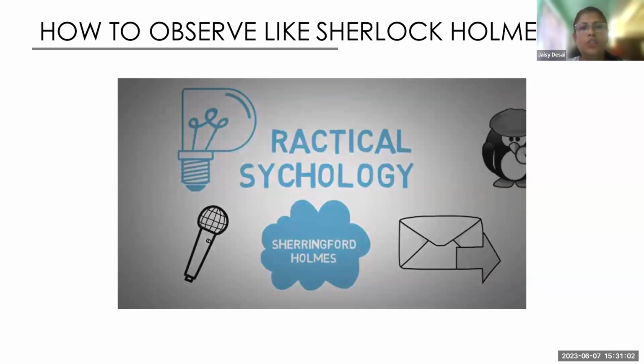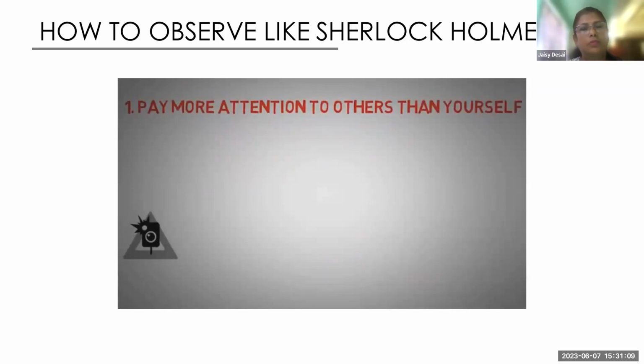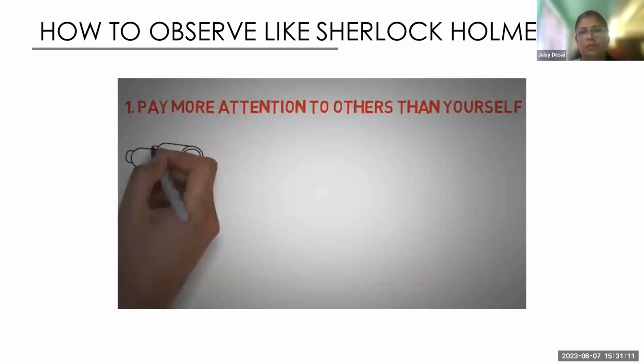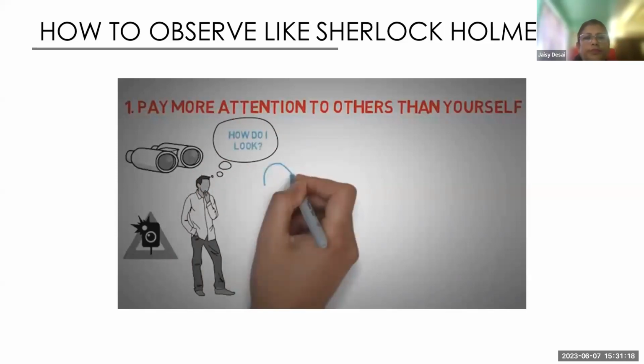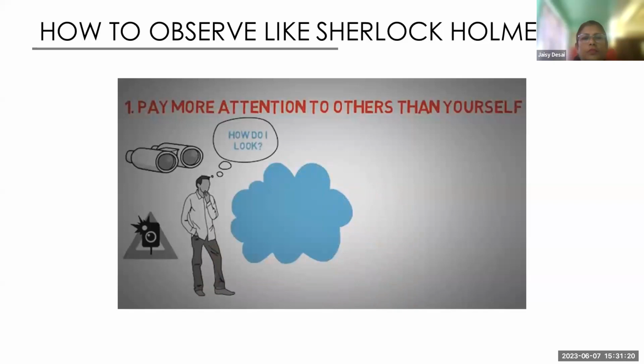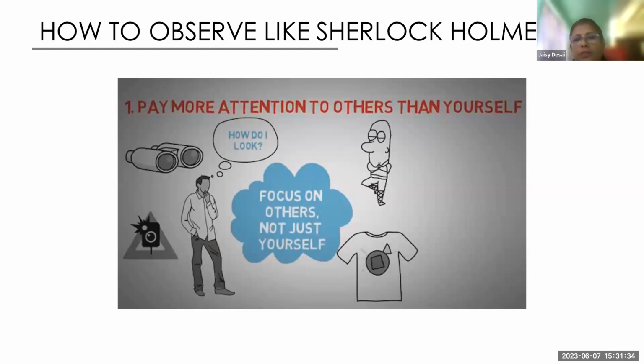Anyways, let's get started with some tips on how to become more observant. Number 1. Pay more attention to others than yourself. This is super important in observation because you're trying to observe the world and not yourself. So many people spend their days wondering what others think of them, if they will mess up in a conversation, or how they look. If you're actually trying to increase your observational skills, spend your energy and focus on others, not just yourself.